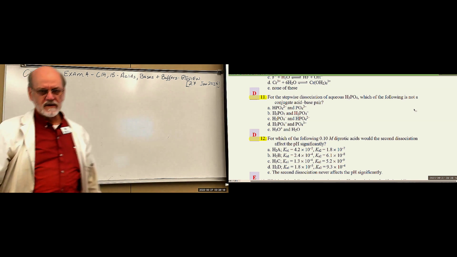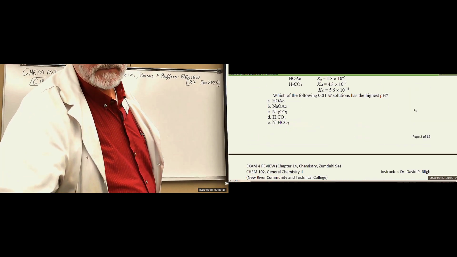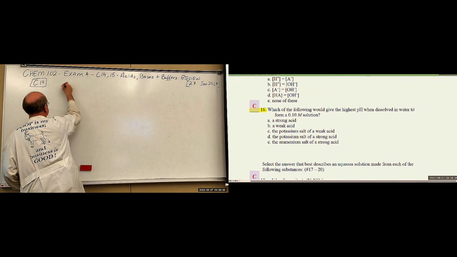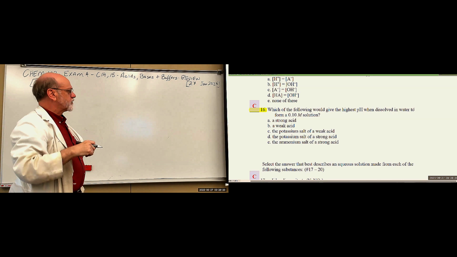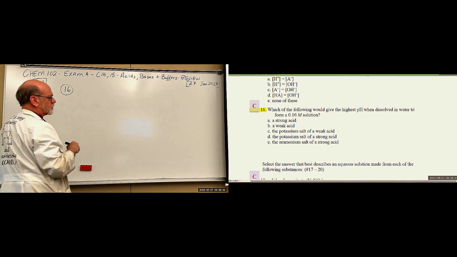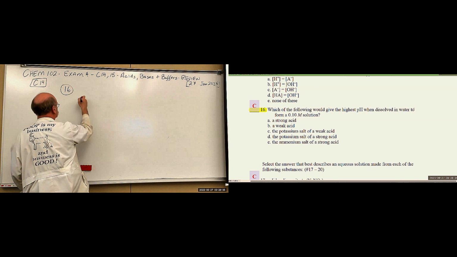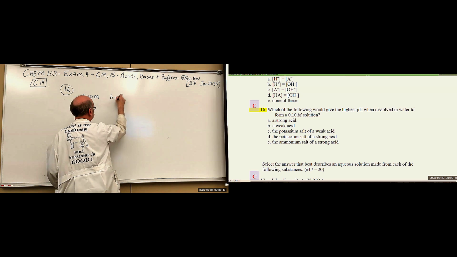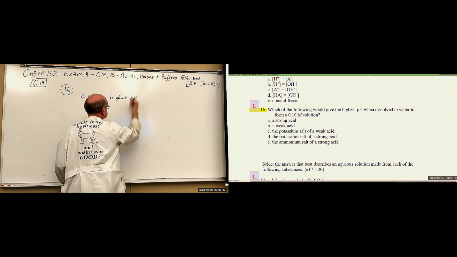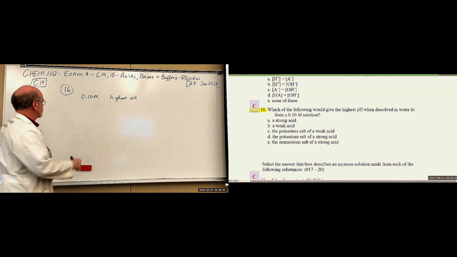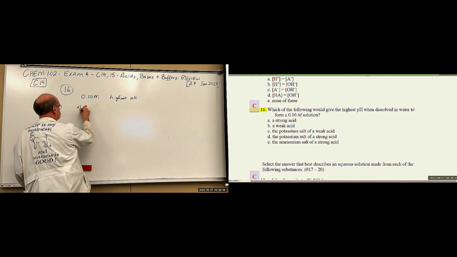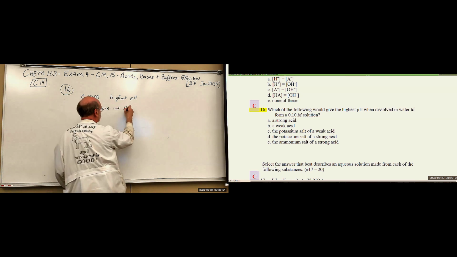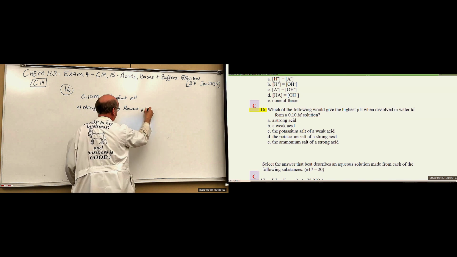All right. Who's next? 16. Which of the following would give the highest pH when dissolved in water to form a 0.1 molar solution? And we want the highest pH. Okay, what do we have? Strong acid? Strong acid. This would actually be the lowest pH of that group.